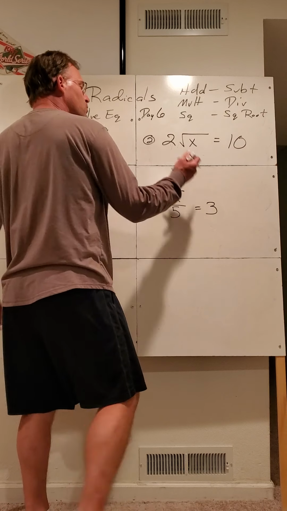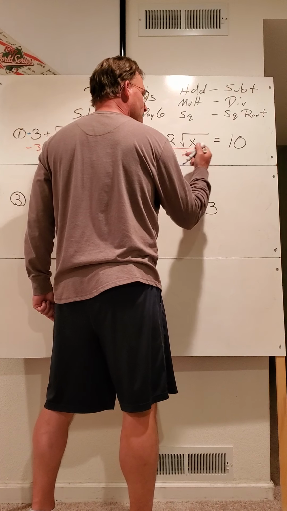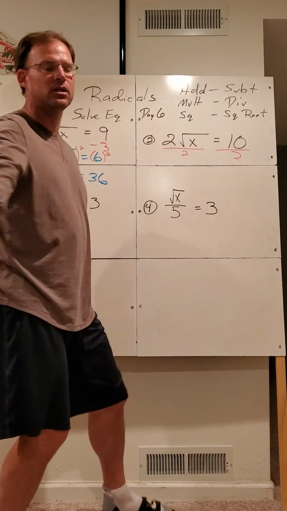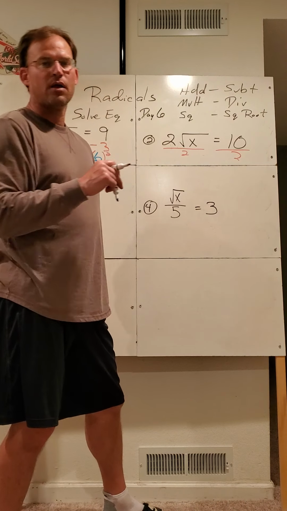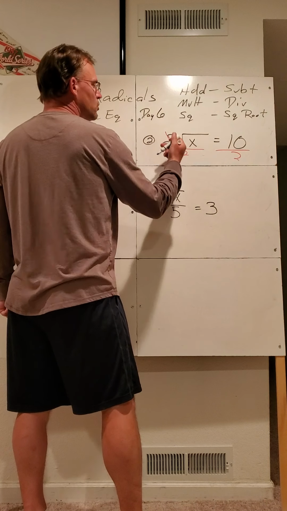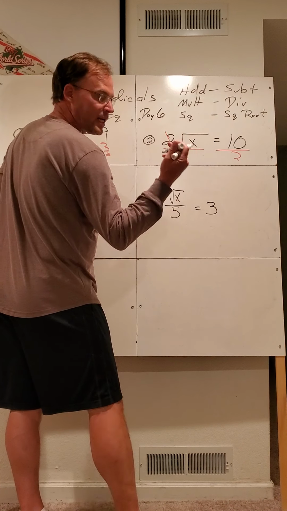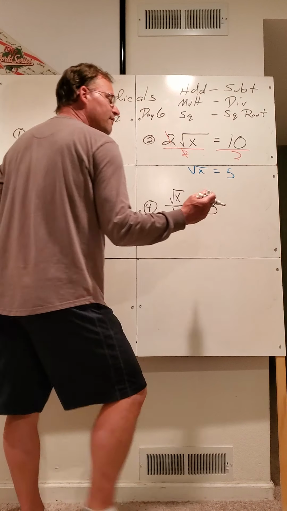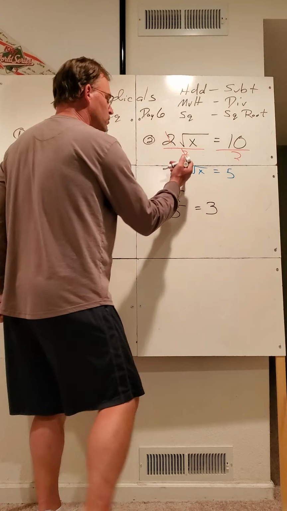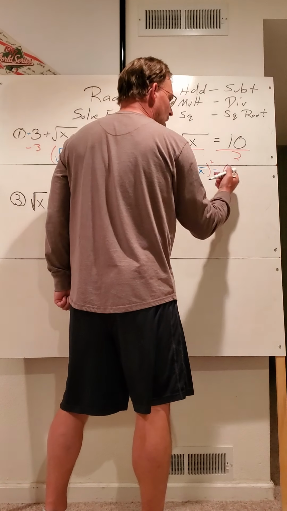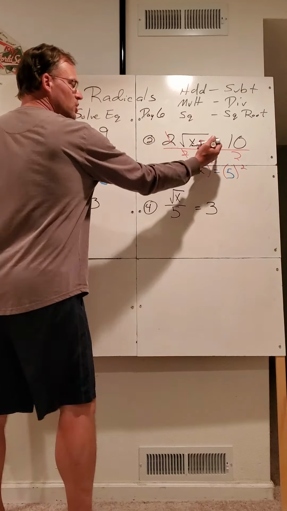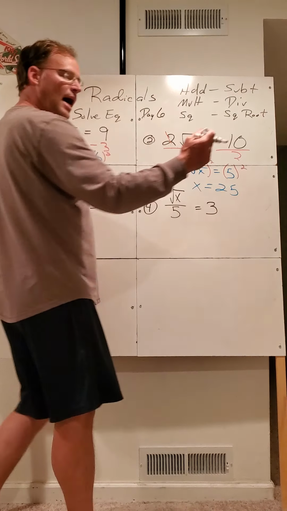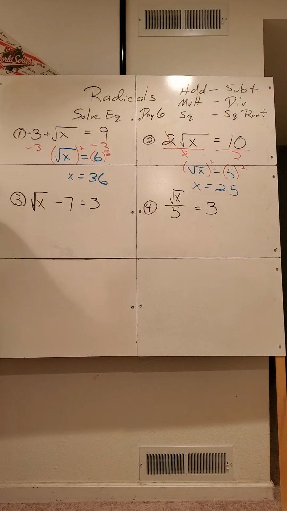Here we go, number 2. I've got 2 times the square root of x. I divide by 2 on both sides of the equation. 2 divided by 2, bing, bang, boom, daggone. I got root x equals 5. How do I get rid of a square root? You know it. Square both sides of the equation. Square root squared gives me just x. X comes out to be 25. You know it, boys and girls.